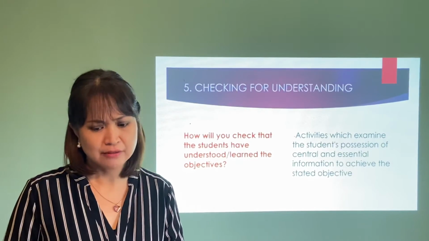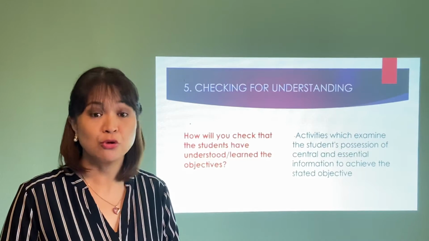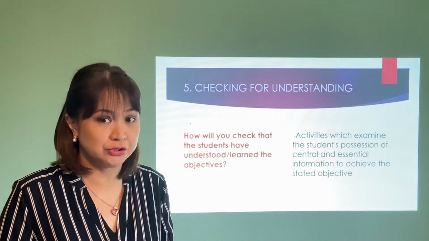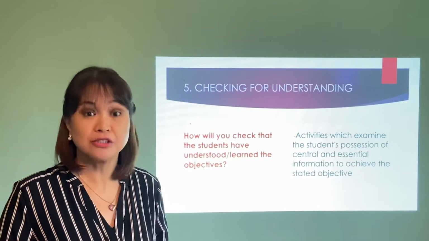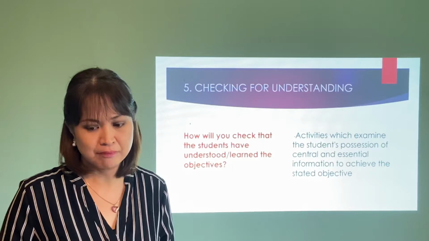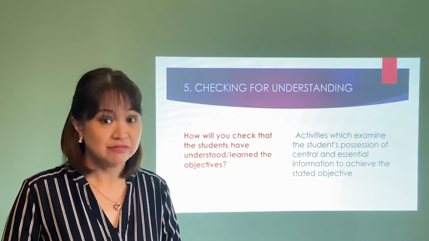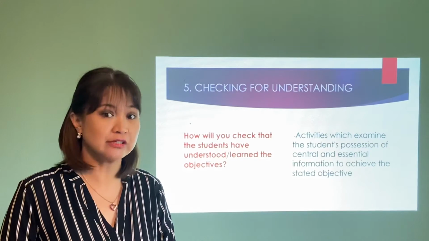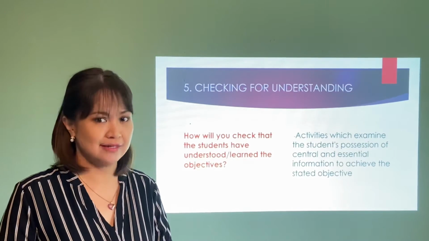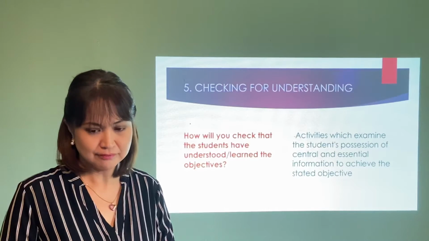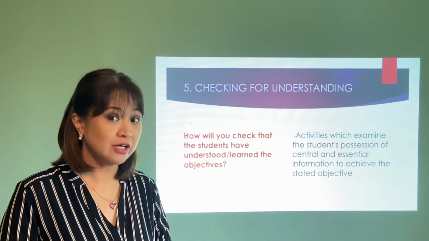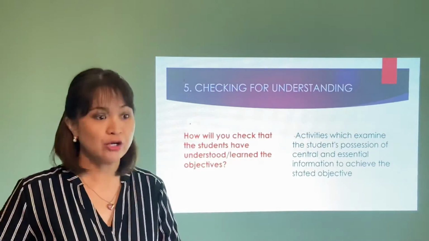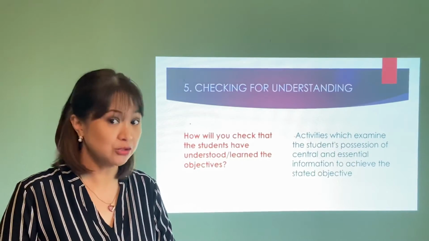Number 5, checking for understanding. How will you check that the students have understood or learned the objectives? Or how are you going to monitor that they're understanding what you're teaching them? So think about activities which examine the student's possession of central and essential information to achieve the stated objective. So one way you check for understanding is by asking questions. Another would be by going around the classroom and monitoring their work.